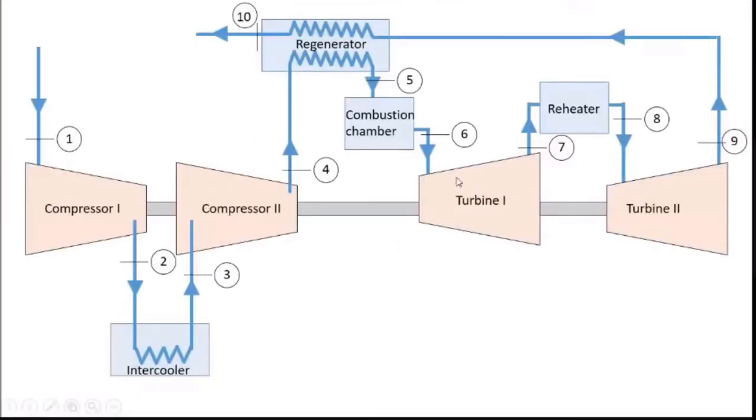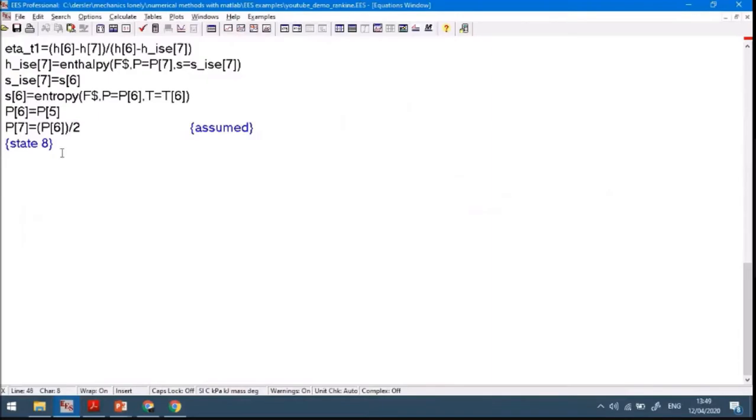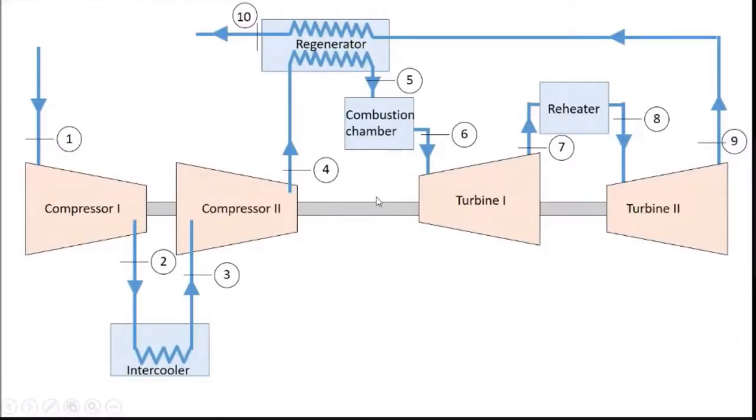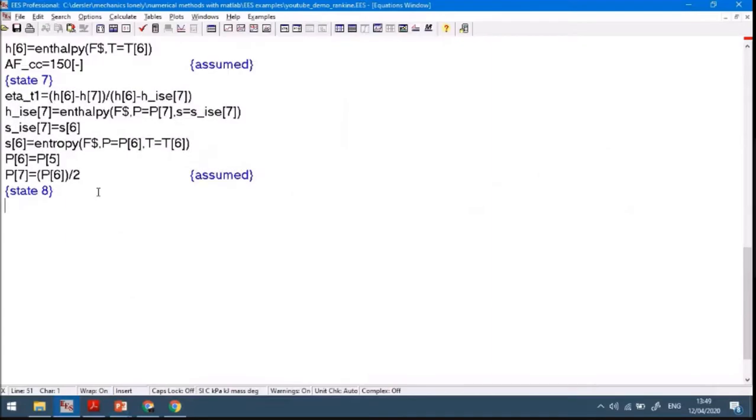Hello everyone. Last time we finished up to state 8. Now we'll continue from state 8. State 8 is the exit of the reheater. So we'll do the same analysis as the combustion chamber, and we'll write the first law for the reheater and find the property at 8.